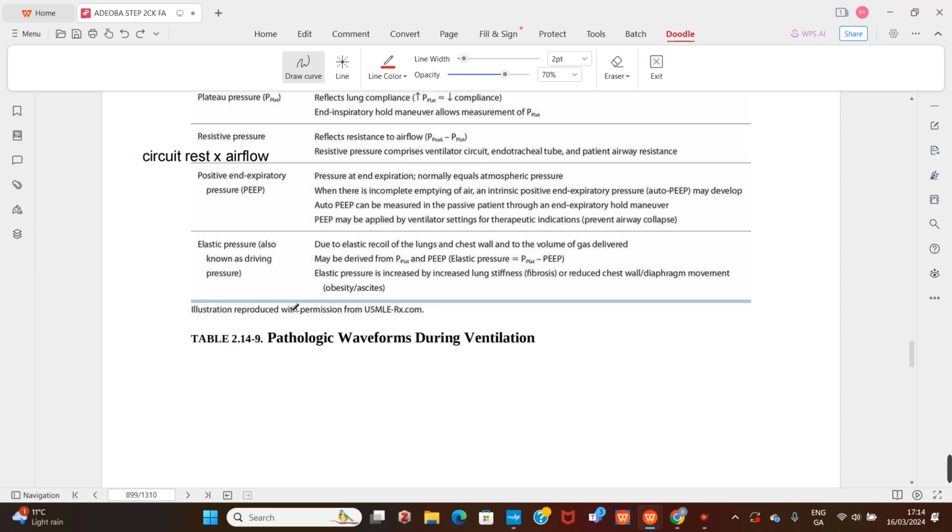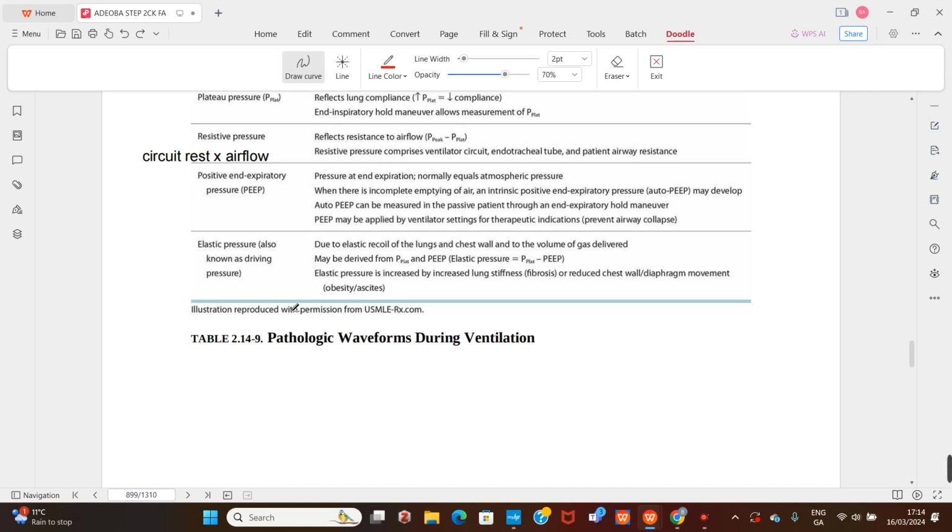Let's look at it together. Do you remember what I said about tidal volume? What does tidal volume do to the elastic pressure? I said it once. It will increase it. That is it. The more volume you deliver, the more it will stretch the lung and increase the elastic pressure. So the more volume delivered, the more the elastic pressure.